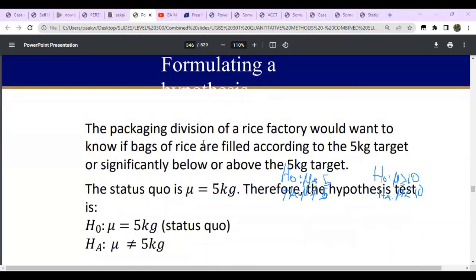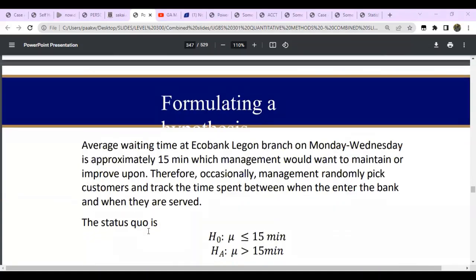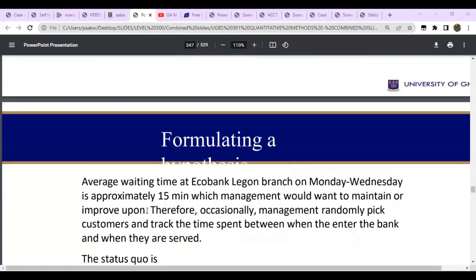You get it? The 5 kg is the status quo. All right. So formulating a hypothesis. Let's look at the second example. Average waiting time at Ecobank Legon branch. So the moment we hear average, it is mu. Average waiting time at Ecobank branch.